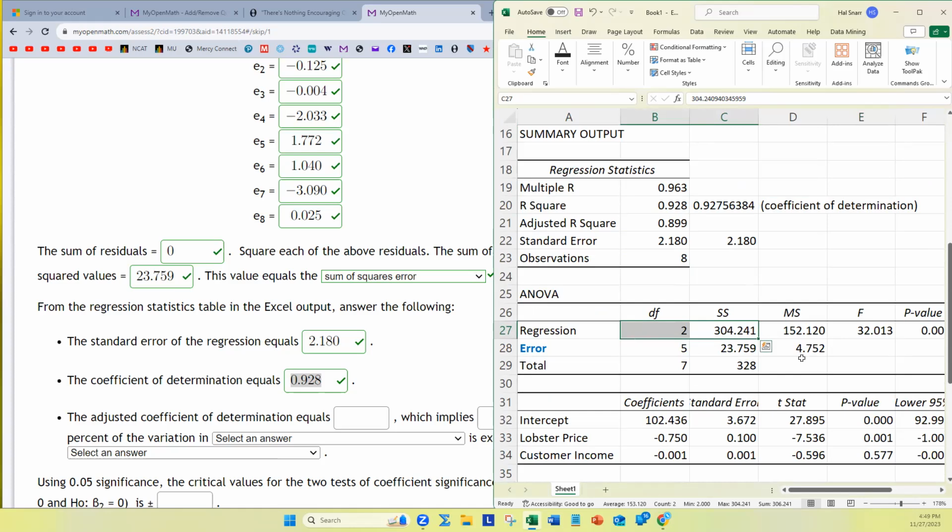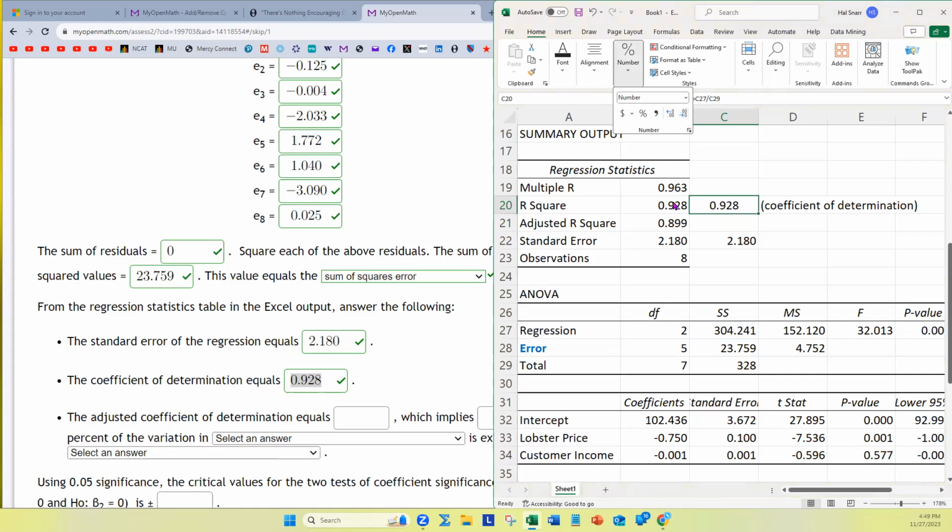So the highest that this R square can be is 1, because if there's no error, this value in between the blue box and the red box, this value will be 0 if there's no error. If there's no error, then this value will be 328. Because what we'll have is the y-hats will all equal, the predicted y's will all equal the observed y's, right? So the biggest this can be is 1 here. Okay.